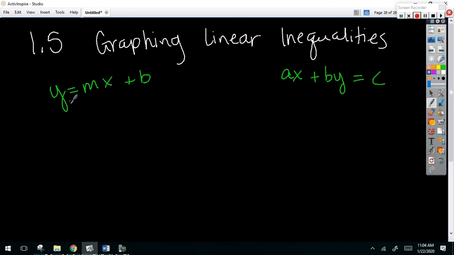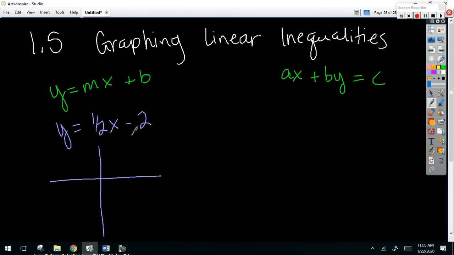All right, so in slope-intercept form, maybe I have something like 1/2 x. We'll do just a super easy one, -2. And so when you graph this, remember, you want to start with your y-intercept, which is -2. And from there, you apply the slope. Remember, slope is rise over run, okay? So we always go, if it's positive, we go up and right, and if it's negative, we go down and right. You never go down and left, because that's canceling it.